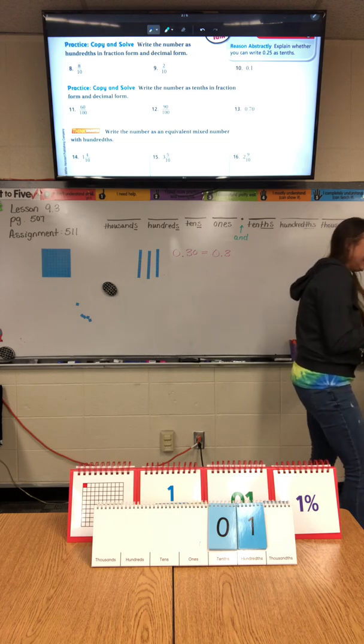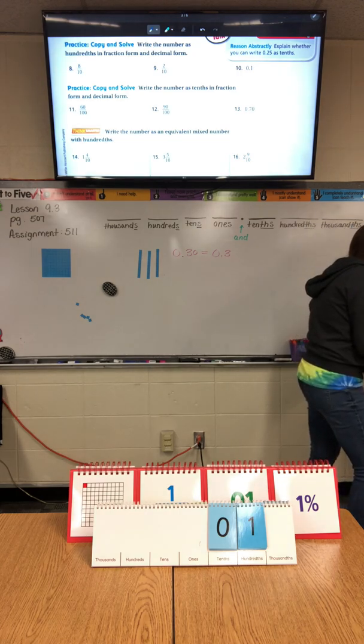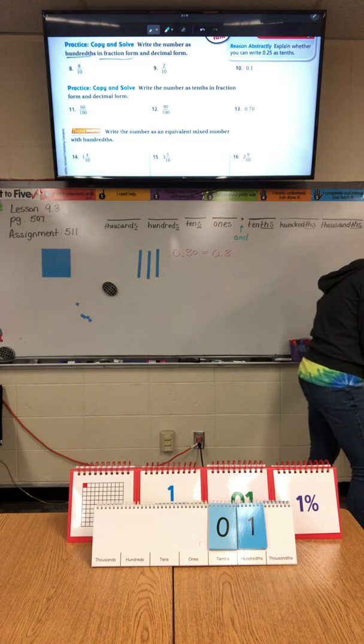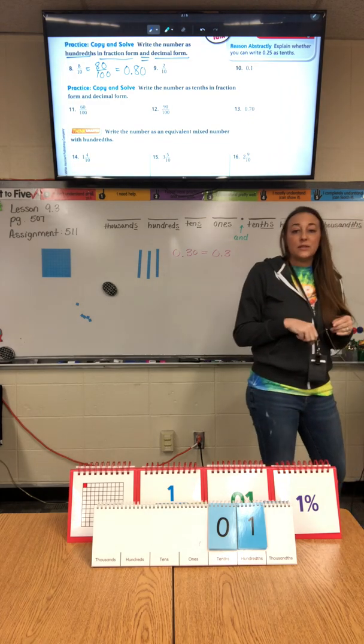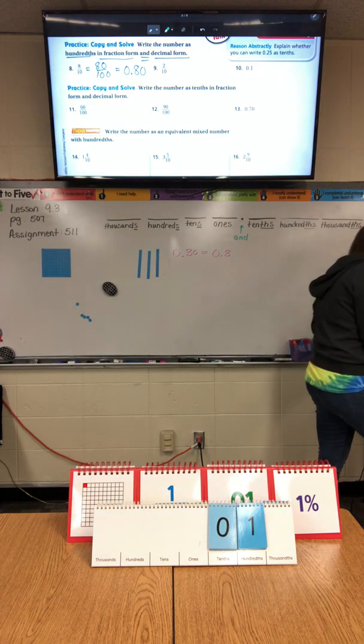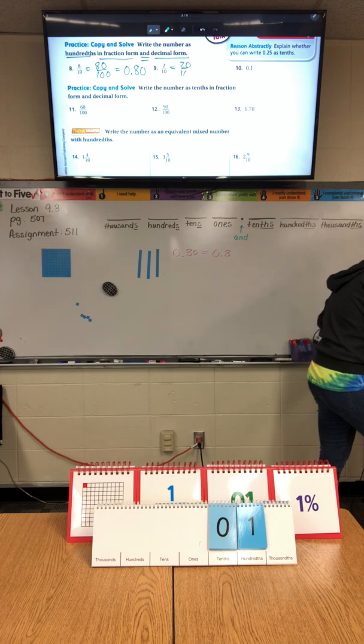Okay. Write the number as hundredths in fraction form and decimal form. So right now they have it in tenths, so that's the same thing as 80 hundredths, and to write that in decimal form, you just make sure you've got that 0 in the hundredths place. 2/10 becomes 20 hundredths or 0.20.